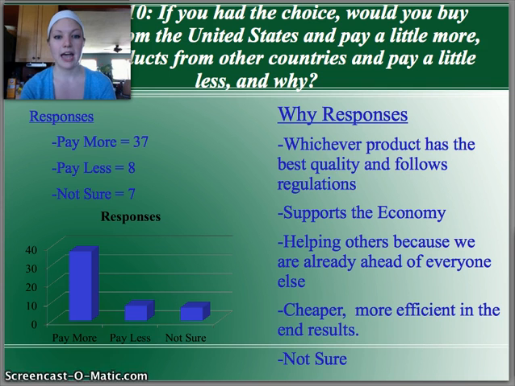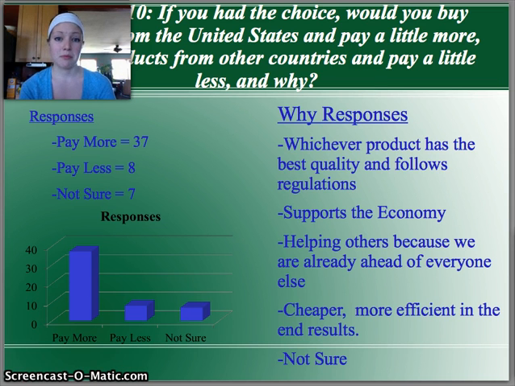And then I finally asked, if you had the choice, would you buy products from the United States and pay a little more, or buy products from other countries and pay a little less? And I also asked why. I had 37 people say pay more, and I had 8 people say pay less, and I had 7 not sure. The responses as to why, most people, or a vast majority of people, responded with they want to support our economy more, they want to get back on their feet and lower the unemployment.